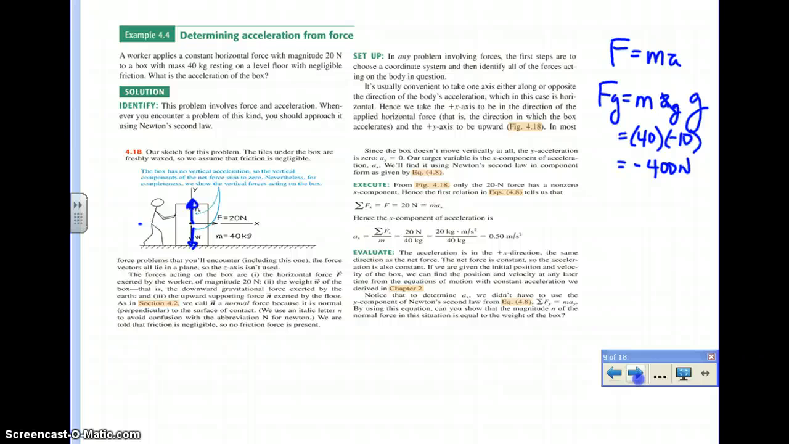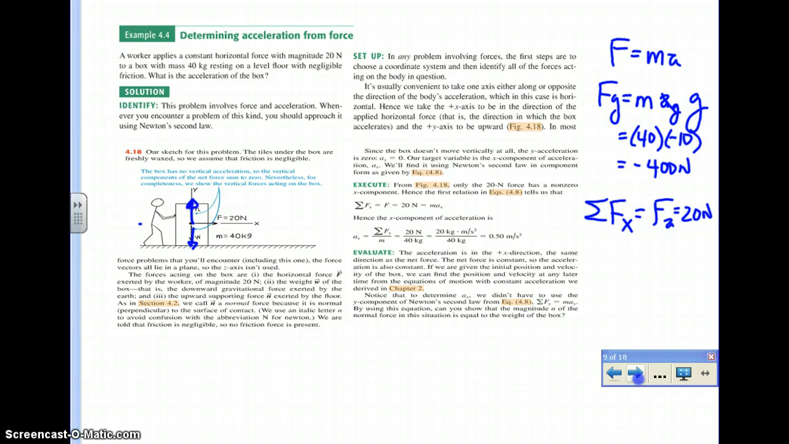Otherwise, the floor is going to collapse underneath this thing or this thing's going to levitate up into the air. We know that it's not doing either of those. It's actually only moving to the right because the net force in the x direction is going to be the sum of all the forces in the x direction, and the only force in the x direction is the applied force. So we're going to have a net force of 20 newtons.